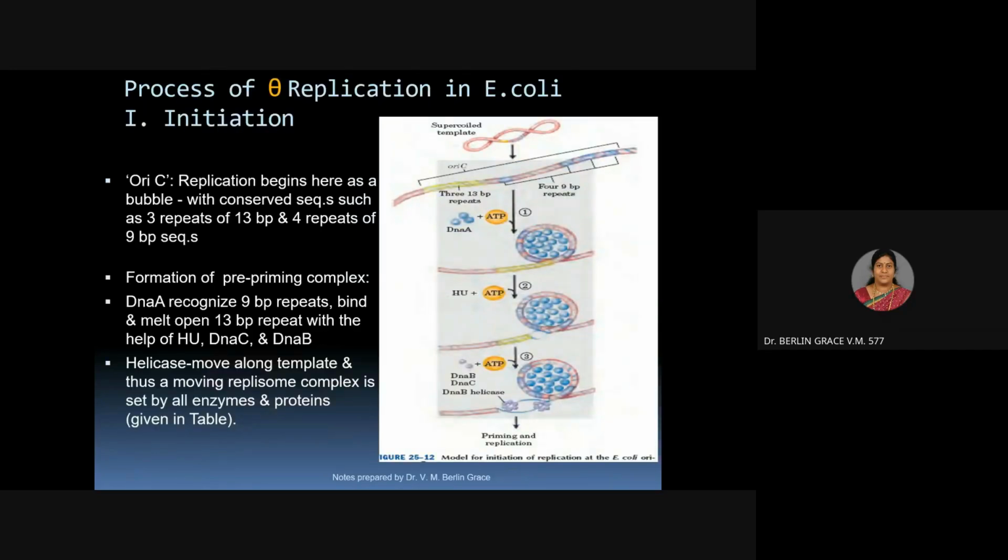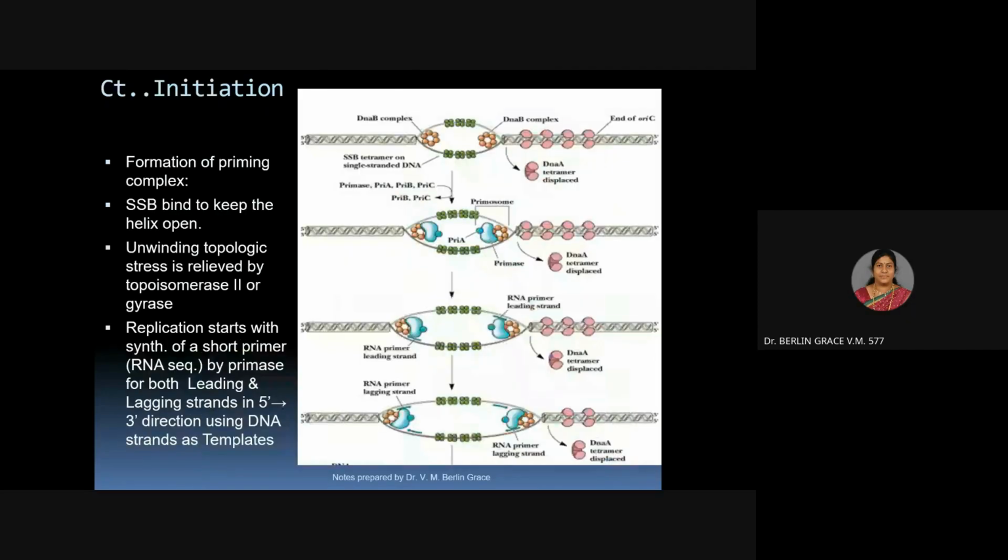The process of theta replication in E. coli starts with initiation, having ORI-C and initiation proteins, which form the complex. Then initiation starts by forming a priming complex. Single strand binding protein stabilizes, unwinding continues, and then the stress is relieved by topoisomerase 2. It starts by the synthesis of a primer sequence, and it proceeds in the direction of 5' to 3'.